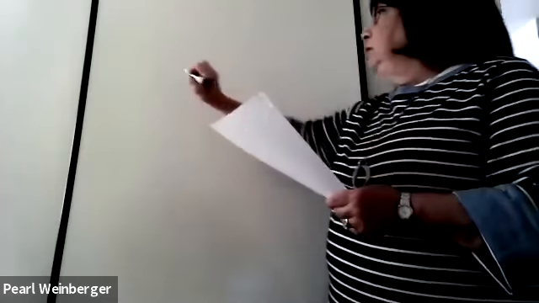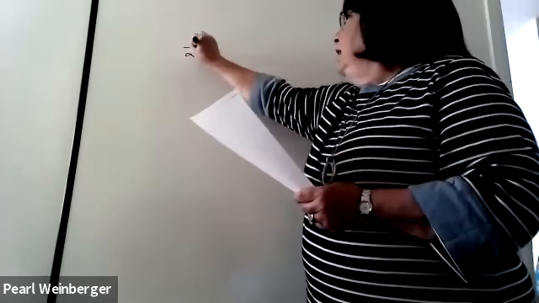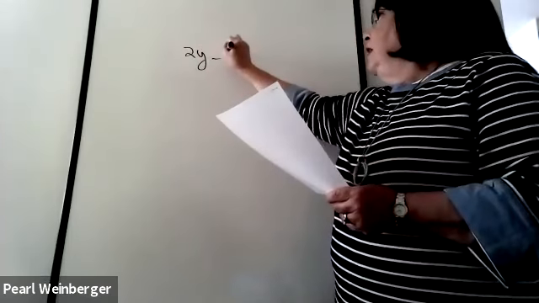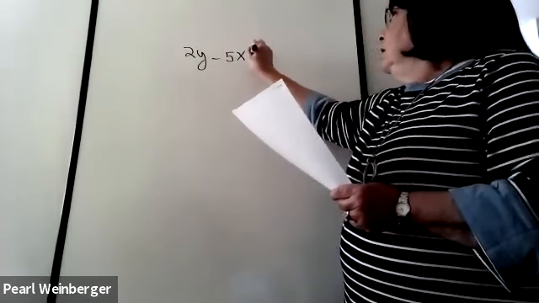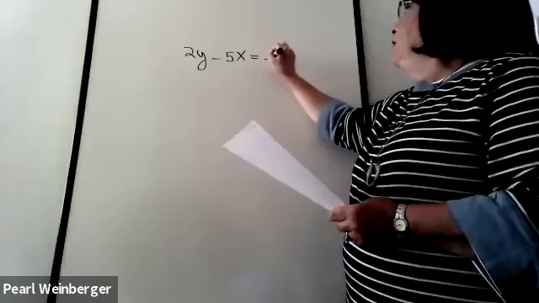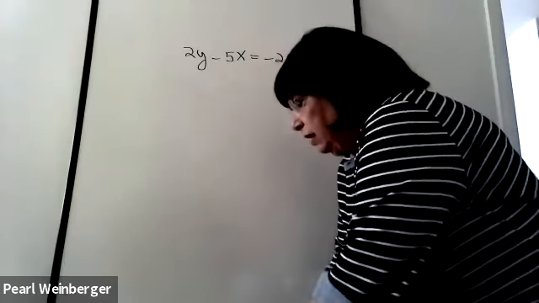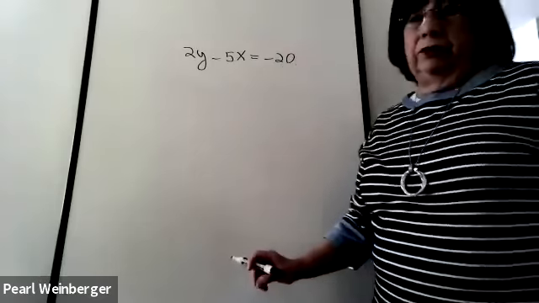Okay, so question number 7 looked like this. It says graph the equation of the line using the slope and y-intercept. And the equation they gave us was 2y minus 5x equals -20. And they want us to graph it, and they specifically said using the slope and y-intercept.